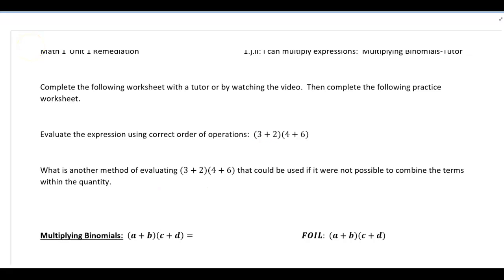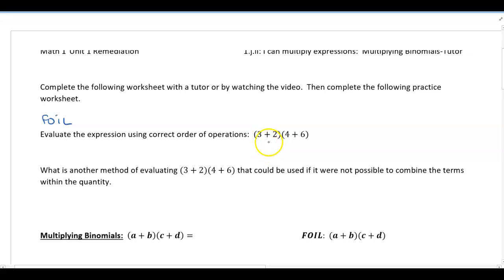Hello Math 1. This video is going to be on 1.j.ii, multiplying binomials. And this video is actually going to focus on a method of multiplying these known as FOIL. Now, why do we have to know how to multiply these binomials?